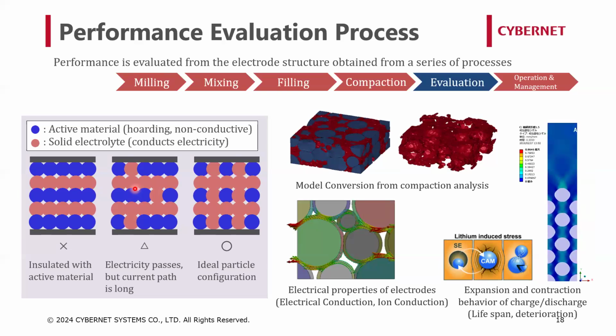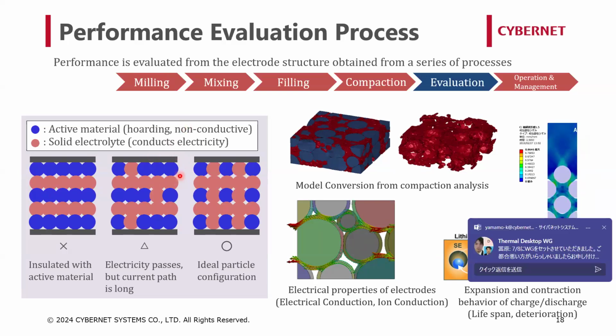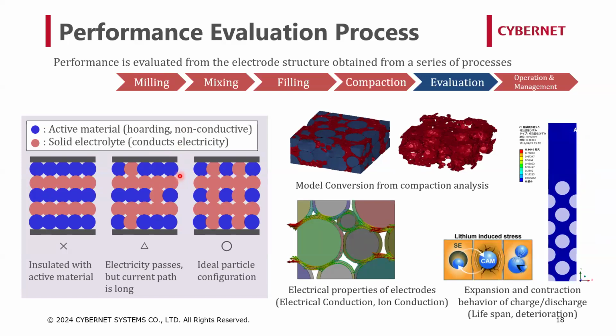So, if the red path is interrupted in the middle, as shown in the left figure, the ions cannot go deeper than that. So, there will be many wasted particles that do not contribute to battery performance. On the other hand, if the red path is continuous from top to bottom, as in the middle figure, these ions can essentially travel all the way to the blue particles. But since the path is quite undulating, the transport efficiency may be poor.